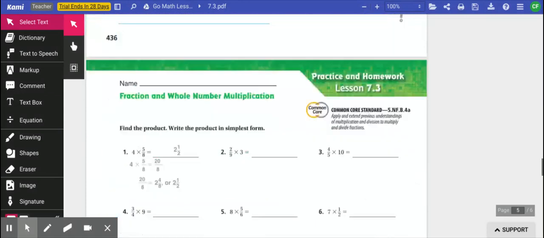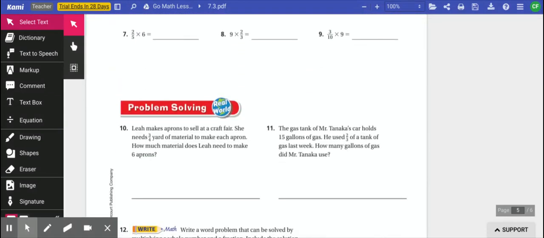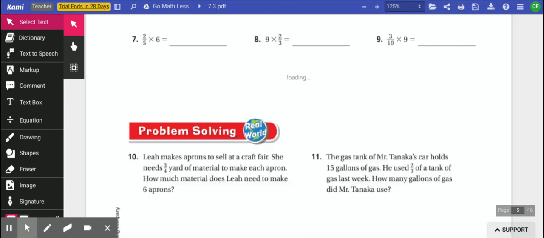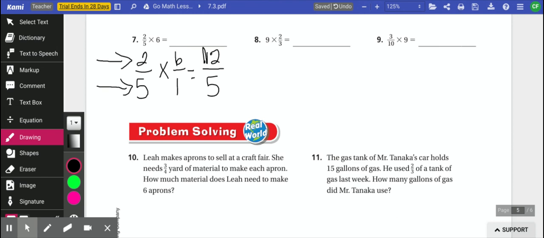All right, I'm going to focus down here on this section of the text. I'm going to make this a little bit bigger for us to see. And now we're just going to focus on the algorithm. Okay. So again, I have my fraction. I leave it the same. My whole number, I take it and I place it over 1. And now I multiply my numerators. I multiply my denominators, and done. 12 fifths is my answer.